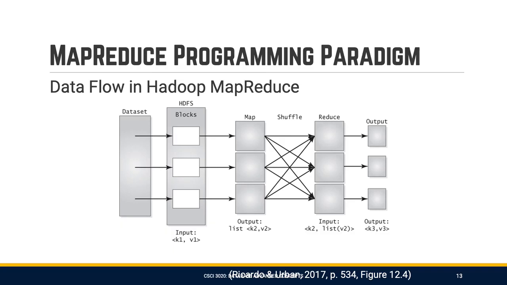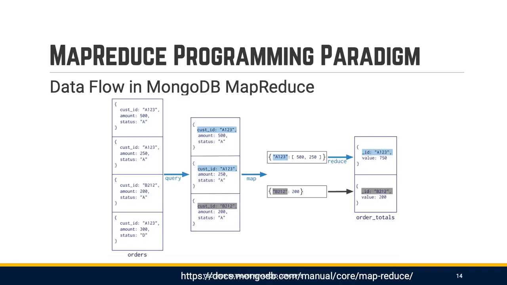So here's a concrete example of this. On the left, you see a list of orders. You have customer ID, amount, and status. On the right side, we notice that we want the goal of adding up all of the values for a particular ID. So our query first is that we're mapping A123 and B212. So we're querying that.